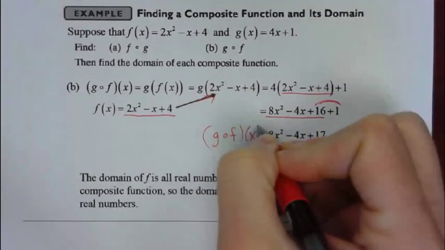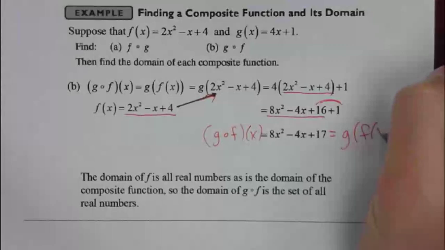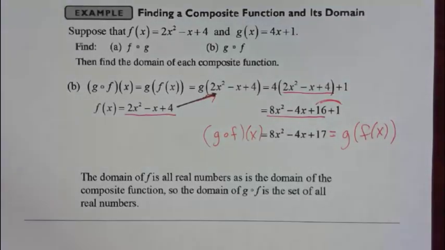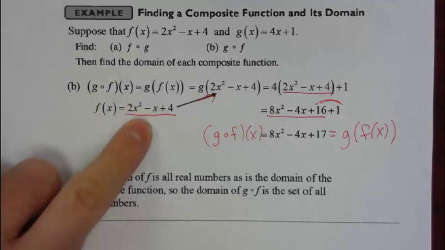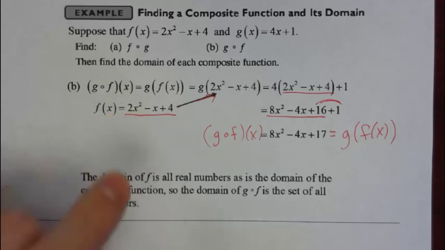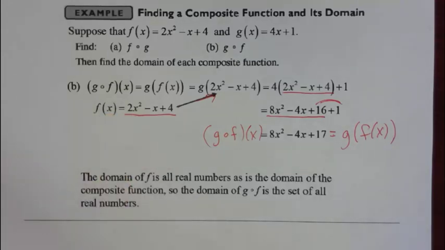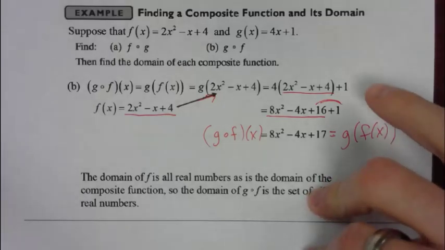Remember, that's the same thing as g of f of x, where f is on the inside and g is on the outside. If you think about the domain of this composite function, our f function became our inputs. Well, this is a parabola. Parabolas have the domain of all real numbers, so that means the composite function also has a domain of all real numbers. Those are two examples, so let's walk through a few together.